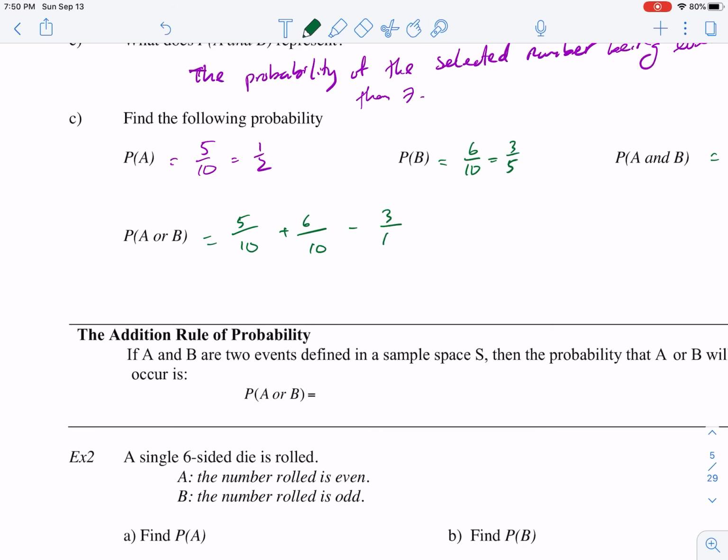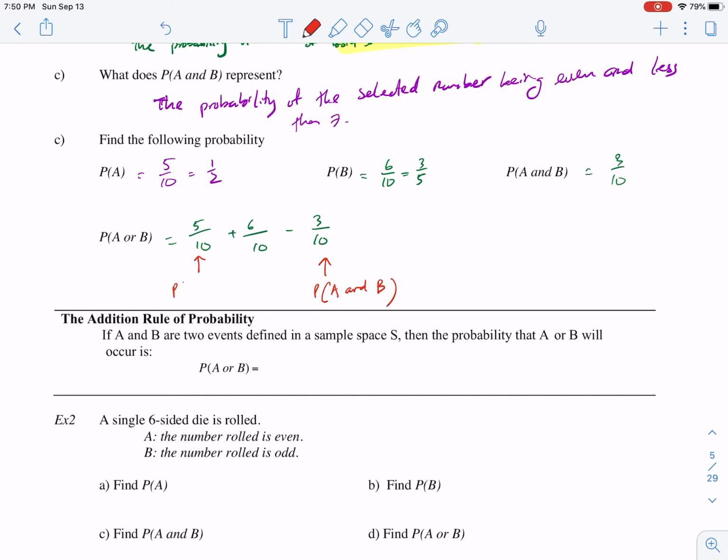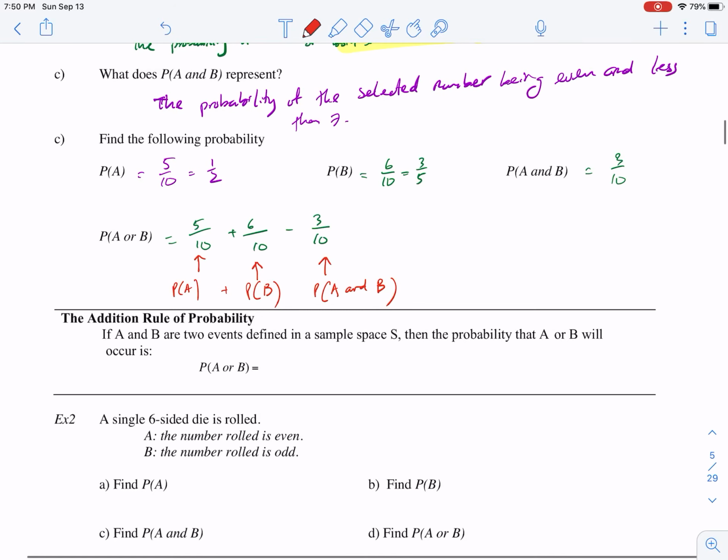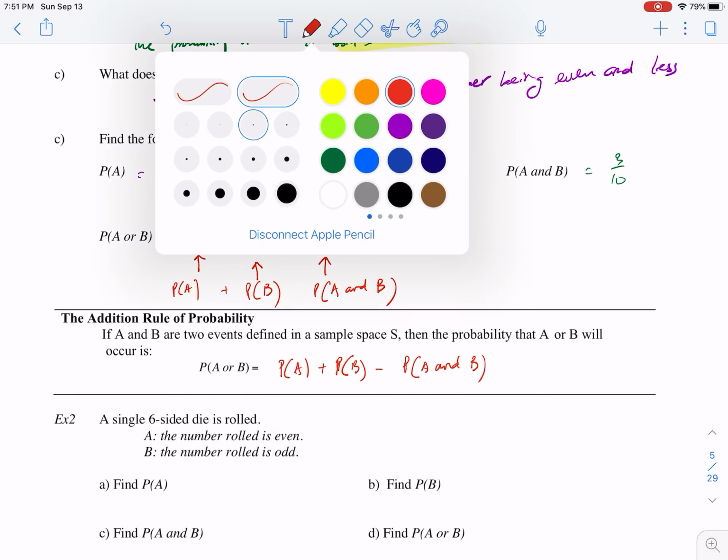Now notice that the 3 outcomes that we double counted is actually P of A and B in this case, right? And then this is our P of A, and then this is our P of B. So essentially that is our addition rule for probability. If 2 events are defined in sample space S, then the probability that A or B will occur is P of A plus P of B minus P of A and B, and we subtract if we double count.